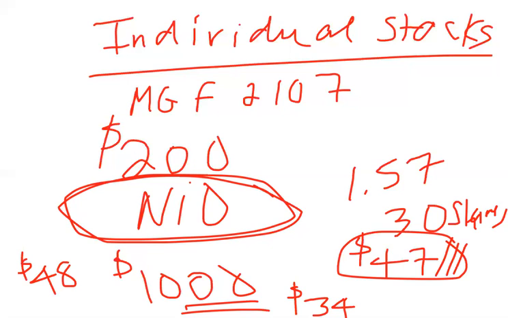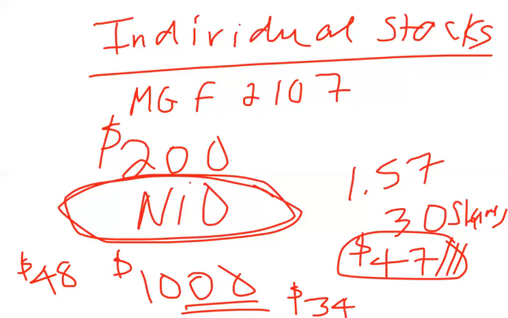By the way, anybody know what NEO is? Does anybody know what NEO is? Nobody? Okay. So NEO, guys, is an electric car company out of China. It's like the competitor to Tesla, but it's in China, okay?